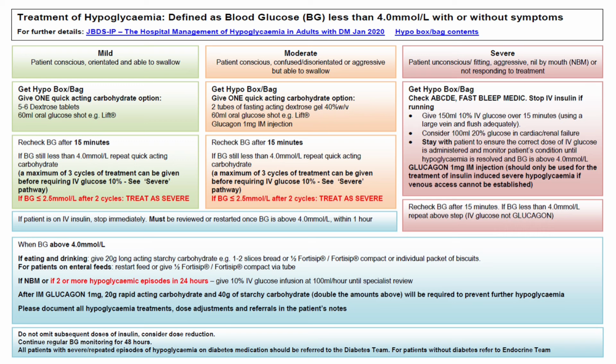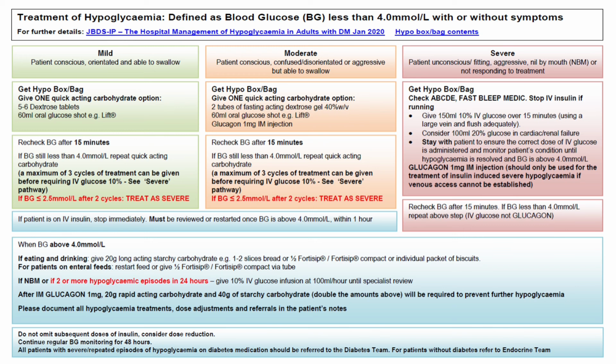If the patient's unconscious, they're fitting, they're aggressive, or we're not responding to the mild or moderate treatment, then we need to do an A to E assessment and get the medic on the phone rapidly, whether that's an EMRT or a 2222. We stop the IV insulin if there is one running, and we give 150 ml of 10% glucose over 15 minutes through a large cannula, and we give it a really good flush to make sure that's all in the system. We consider 100 millilitres of 20% glucose if there is any cardiac or renal failure. It's important we stay with the patient and regularly check those BMs.